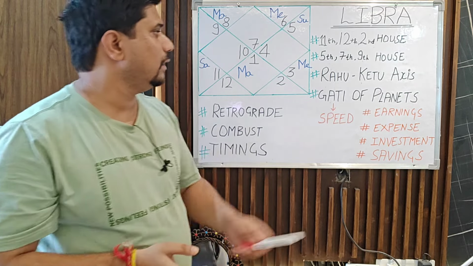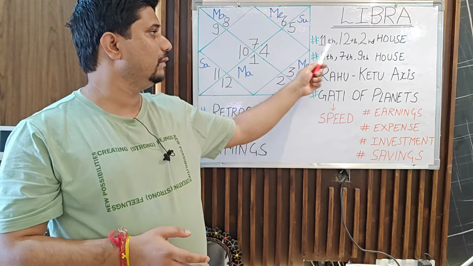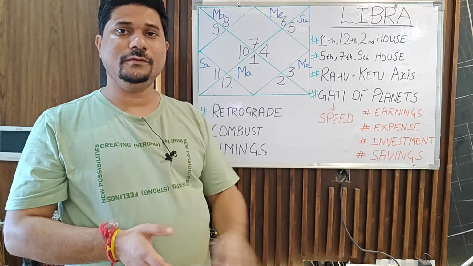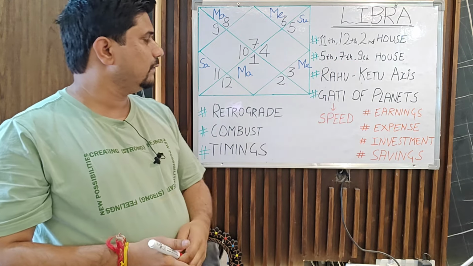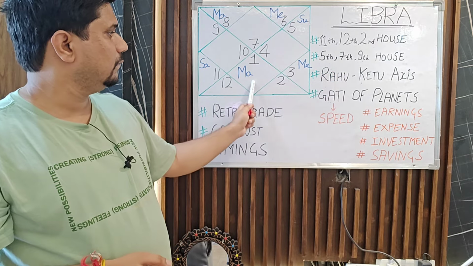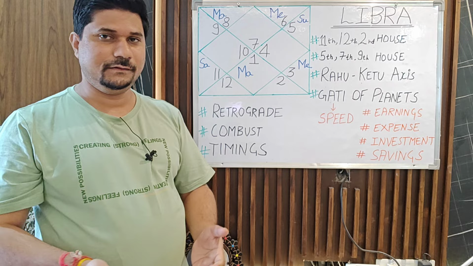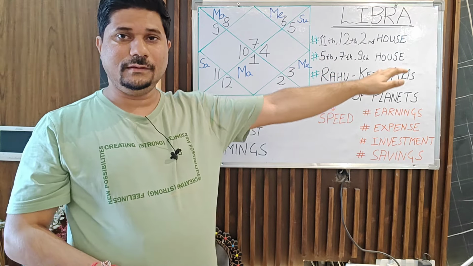The very first thing we are going to discuss is the money and wealth houses, that is the 11th, 12th and the 2nd house. Next we are going to discuss the 5th, 7th and the 9th house, and how these houses act as a supporting structure to the money and wealth houses.